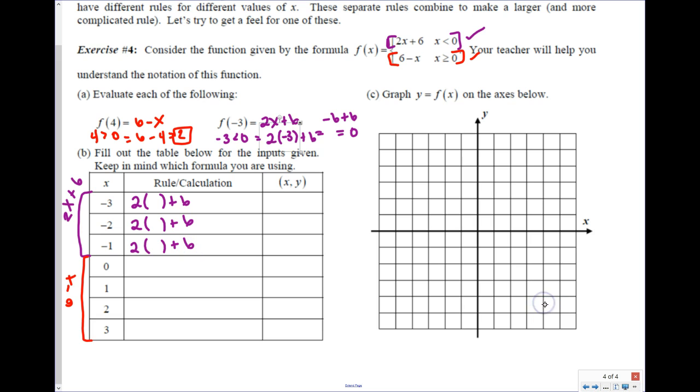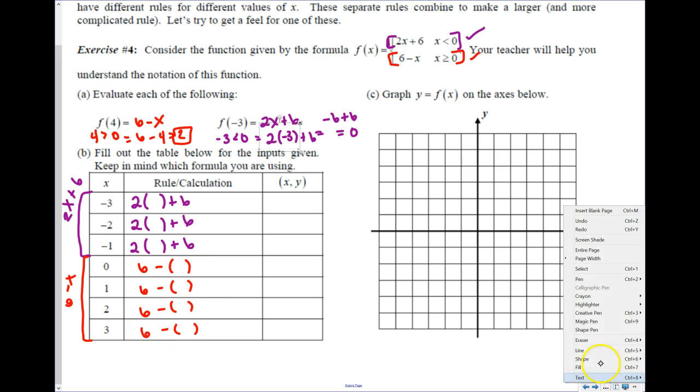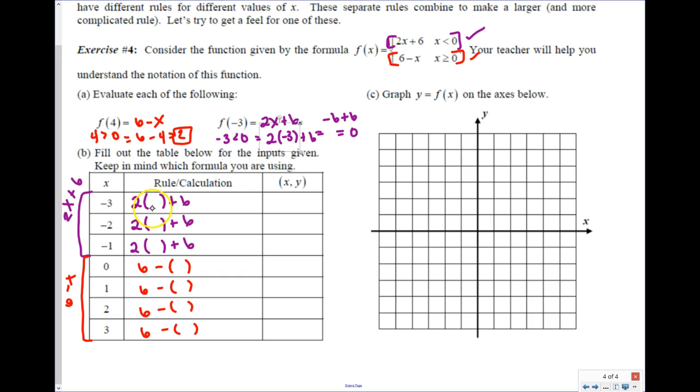And then for the red one, I have 6 minus x, so I know it's going to be 6 minus whatever's in parentheses here. Okay? Now we just have to plug in all these values. So -3, -2, -1, 0, 1, 2, and 3. Now I can start finding my points. That's the tough part, is determining what input goes into what equation.